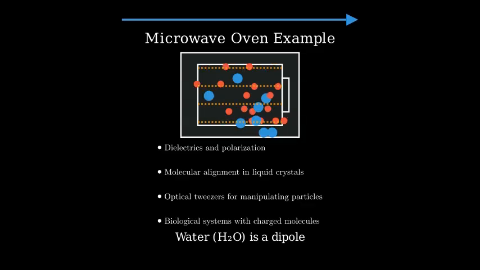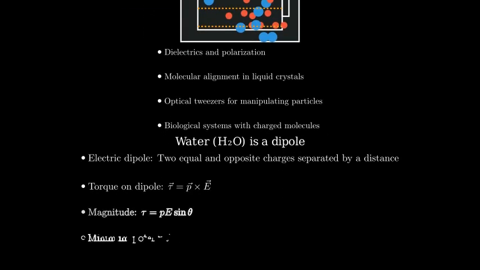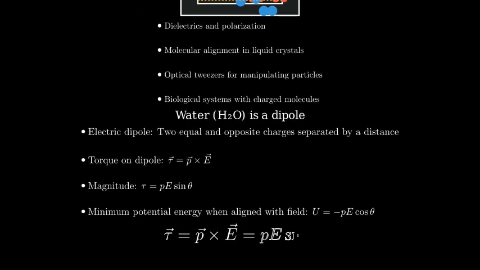Let's summarize what we've learned today. 1. An electric dipole consists of two equal and opposite charges separated by a distance. 2. When placed in an electric field, a dipole experiences a torque given by the cross product of the dipole moment and the electric field, tau equals P cross E. 3. The magnitude of this torque is P times E times sine of theta.